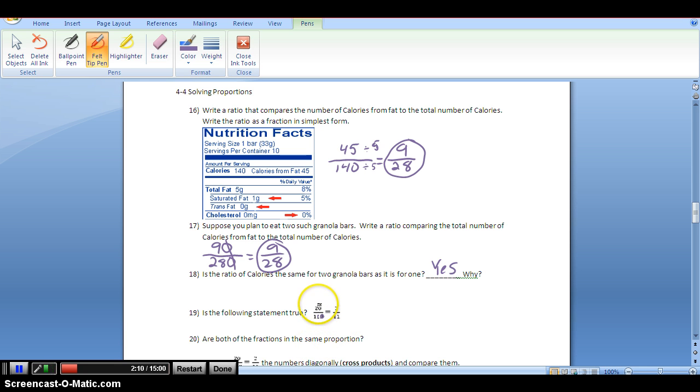Well, if we reduce the 20 over 110 by dividing them both by 10, I get 2 over 11. Are these the same? The answer is yes. Are both of the fractions in the same proportion? And the answer to that is yes. In fact, that is the concept that we're trying to get here, is that if there's a fraction equal to a fraction, and if that's true, then they have to be in the same proportion. A fraction equaling another means that they are in the same proportion.